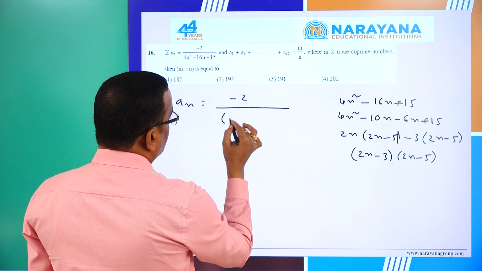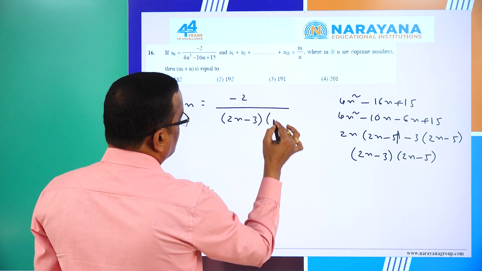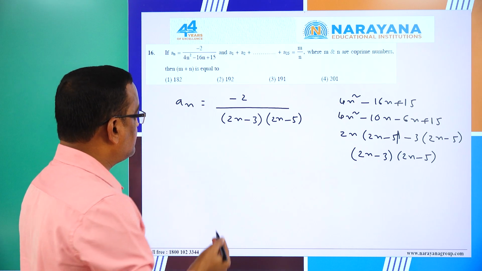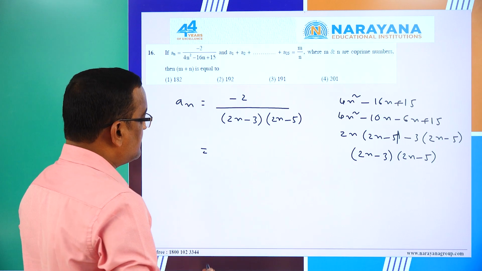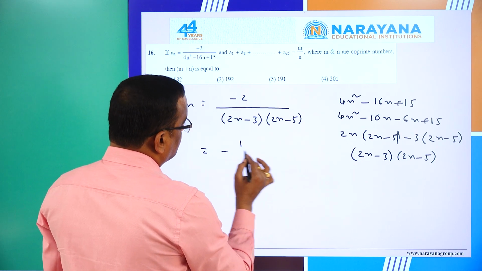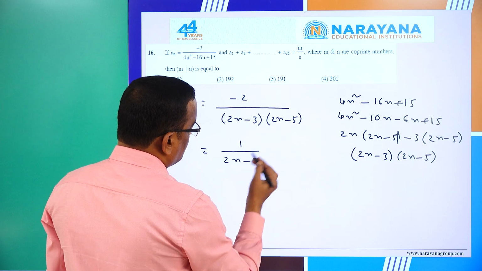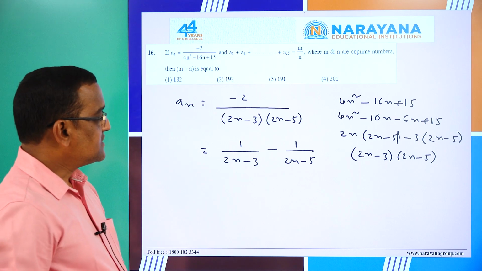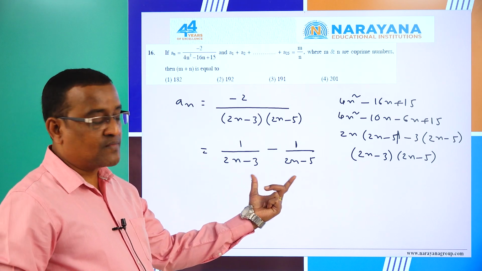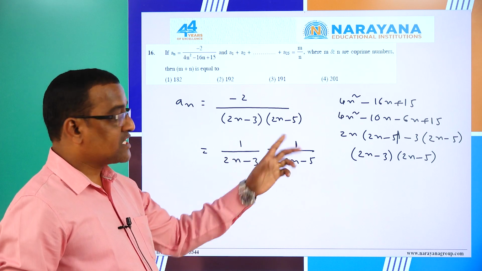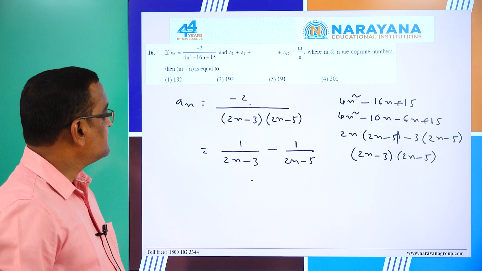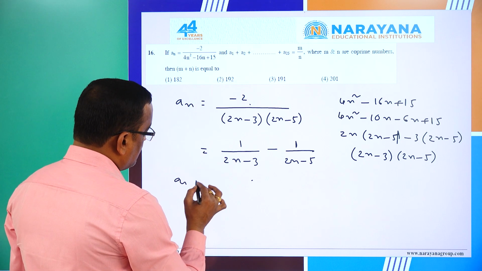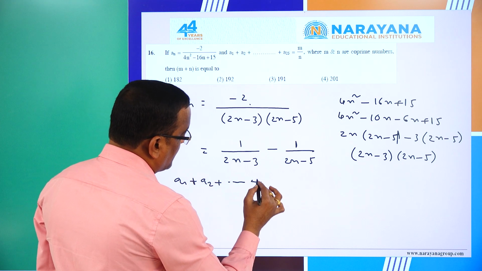So an is minus 2 by 2n minus 3 into 2n minus 5. This can also be written as 1 by 2n minus 3 minus 1 by 2n minus 5. Taking LCM, denominator 2n minus 3, 2n minus 5, numerator becomes 2n minus 5 minus 2n plus 3, that is minus 2 only. This is an. Now we want a1 plus a2 plus and so on plus a25.